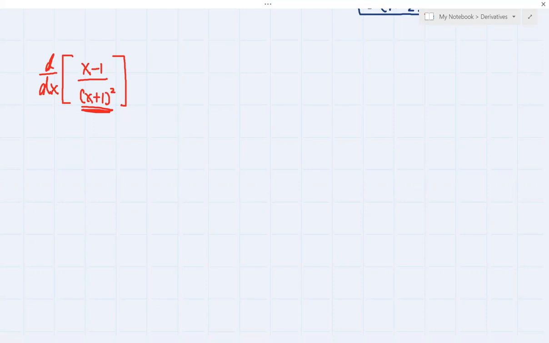But what if it's more than 2? Okay? So, for example, this is a binomial, which is x plus 1. Then its exponent, instead of 2, is 3.